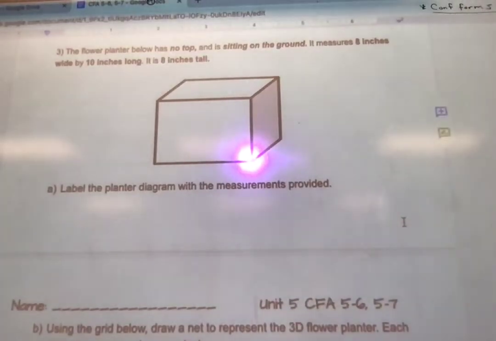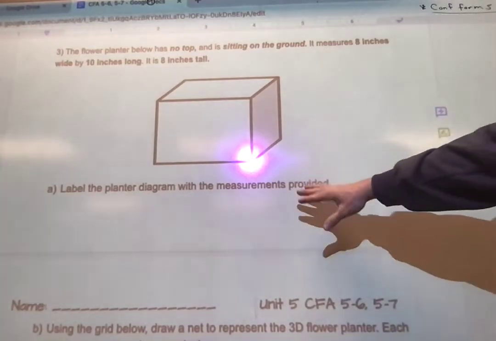All right, we're going to continue here with the next question on CFA 5.6 and 5.7. Question 3 is more of a real life problem. We've got a flower planter below that has no top and it's sitting on the ground. It measures 8 inches wide by 10 inches long and it is 8 inches tall. So this is a flower planter where they plant flowers, and they've given us the dimensions.